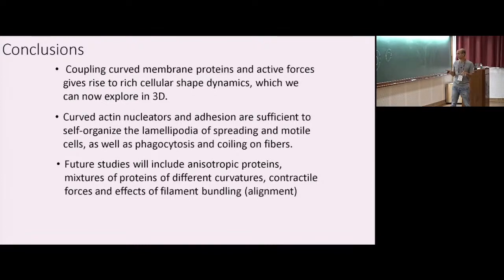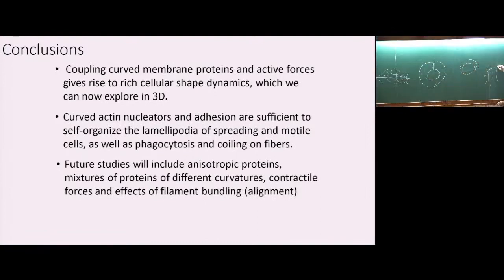And effects of filament bundling, because so far we said that the local outward force is towards the local outward normal, and that seems to be reasonable for a branched actin network where it's just isotropic pressure. But if you have a very strong bundling of actin, you cannot say anymore that the force is normal in all directions.